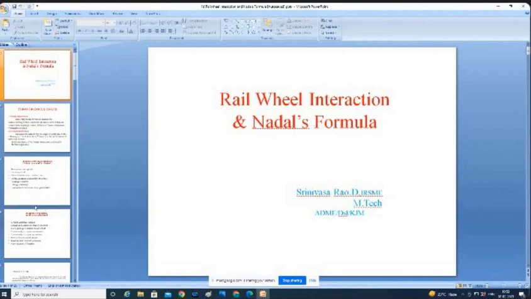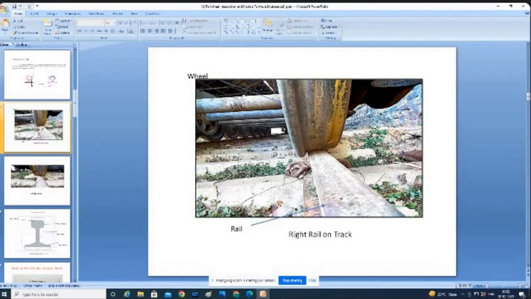Rail and wheel both are important. Suppose you see here, rail is there as well as wheel. For any derailment, the problem may be with the rail, the problem may be with the wheel, both are possible. Or any one. Suppose a wheel is having a problem, the rail may not be having a problem. Or only the rail is having a problem, the wheel may not be having a problem.